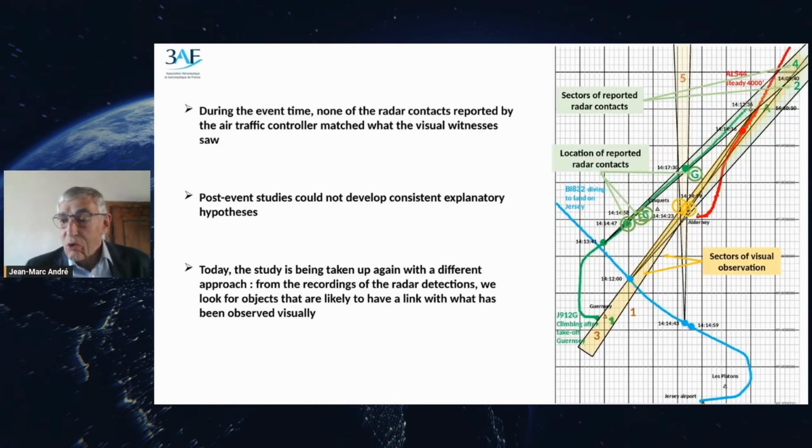This slide shows why the hunt for the UAP was unsuccessful. The green circles point to the spots where the controller had noticed remarkable radar returns. The green sectors indicate radar contact directions. This is given by the controller, of course. The beige sectors show the direction of visual observation of the UAP by the pilots. We clearly see that no radar detection can correspond to what the pilots see.